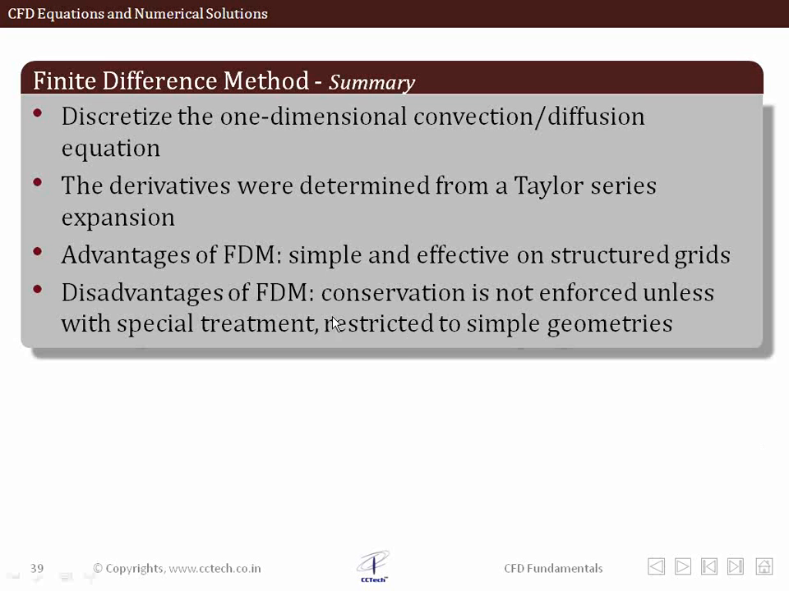So what we do is we discretize the one-dimensional convection diffusion equation, we apply, using the Taylor series expansion, the difference form. It has advantages. It is simple and effective on structured grids, although there are some disadvantages, especially that it is restricted to simple geometries, especially if you're applying it for a 2D or a 3D analysis. We need to have the possibility to fit a structured grid inside the domain.